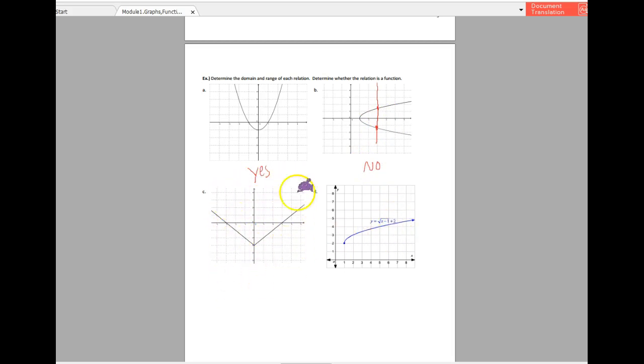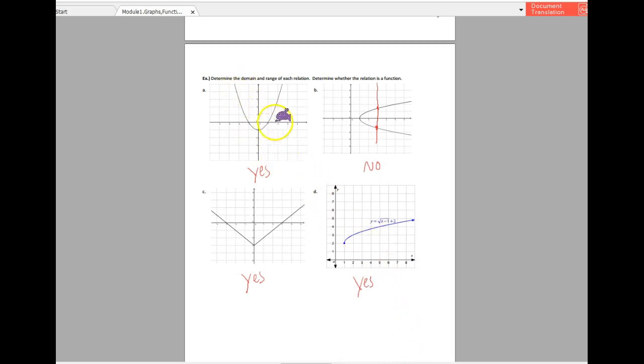Anywhere I draw vertical lines through this absolute value equation, it's only going to touch it once. Yes, this is a function. And the same thing with this square root. I can draw vertical lines anywhere I want. It's only going to touch it one spot. So yes, square root functions are also functions.